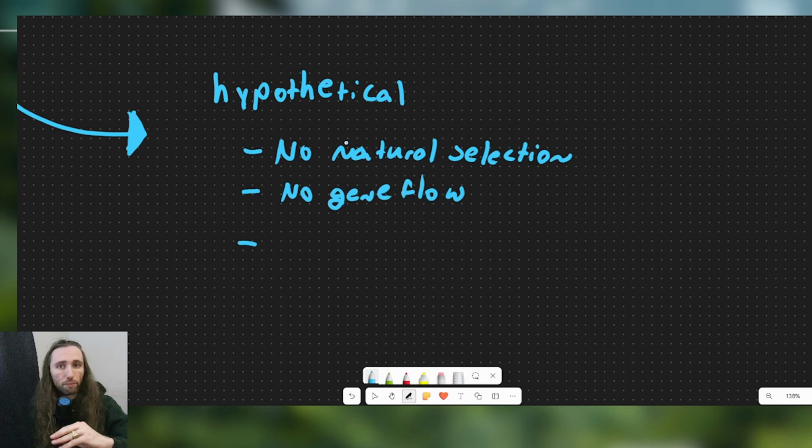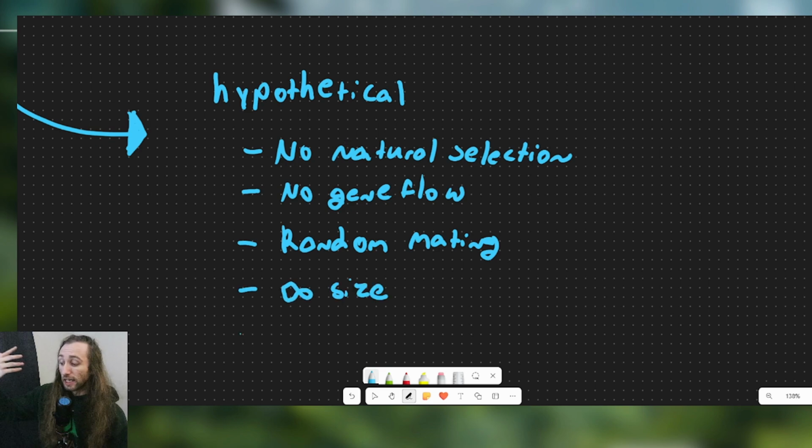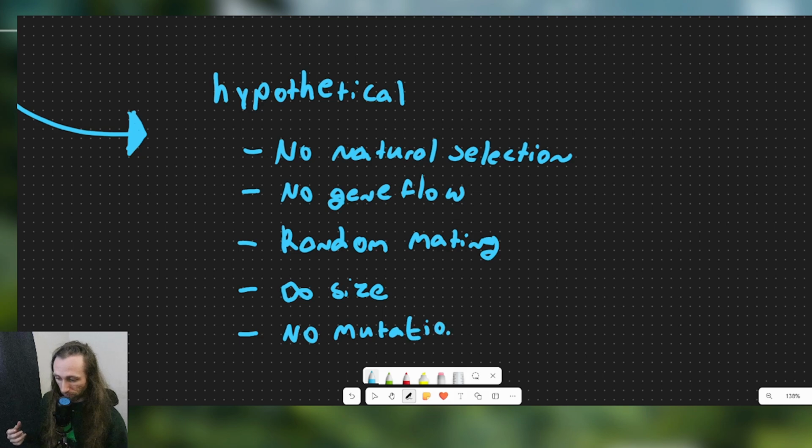Mating is also completely random. So this means there is no sexual selection. There is no preference for one mate over the other. Mating is completely random within the population. Additionally, we assume that the population is of infinite size. And then lastly, we also assume there is no mutation. So these are the assumptions of Hardy Weinberg, but they are also all evolutionary forces.